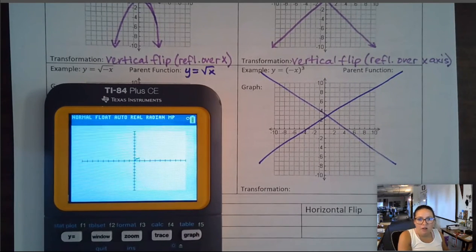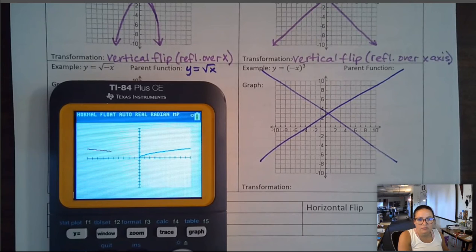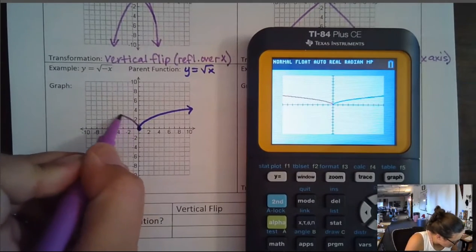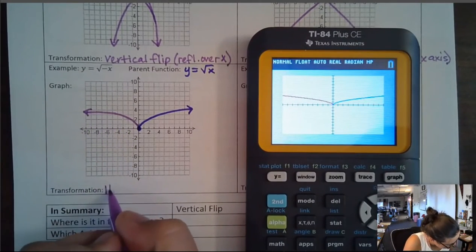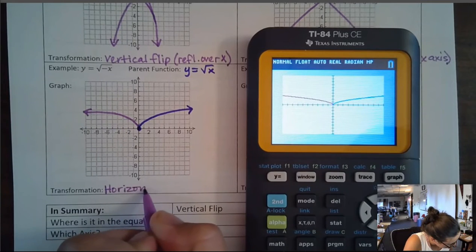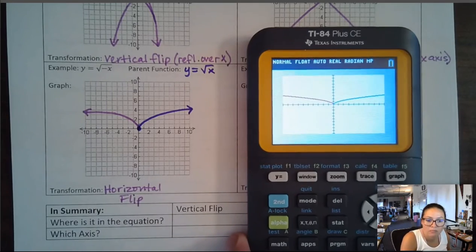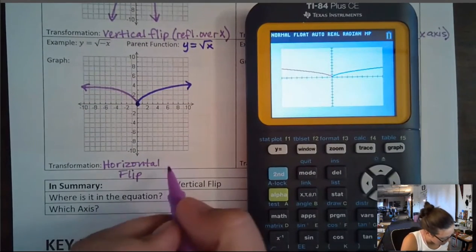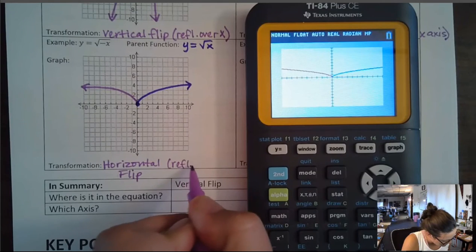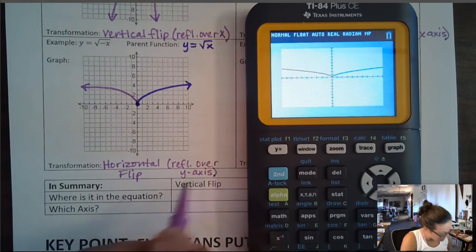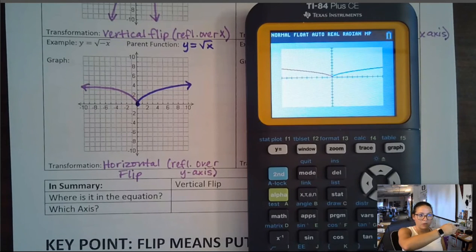So I'm going to click graph. There's my original, and there's the negative version. This time, we have a horizontal flip. A horizontal flip means that we reflect over the y-axis. So we go from going to the right over to the left.